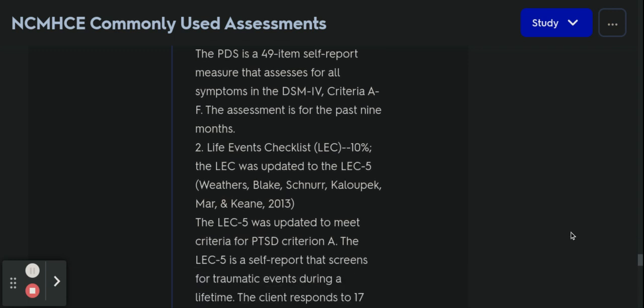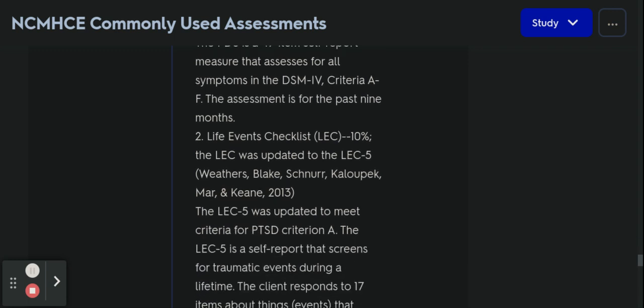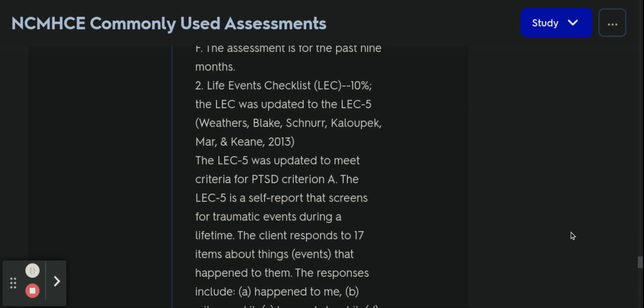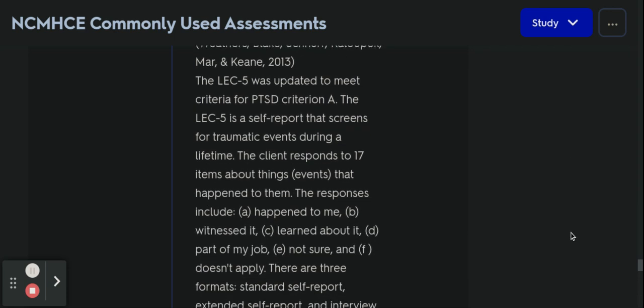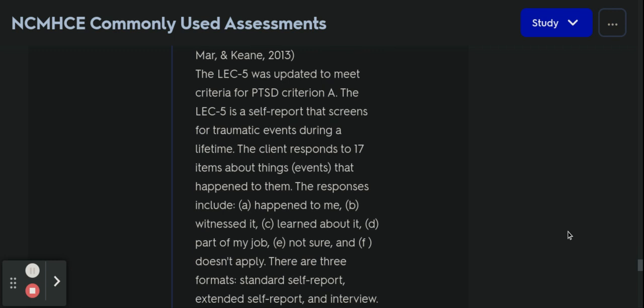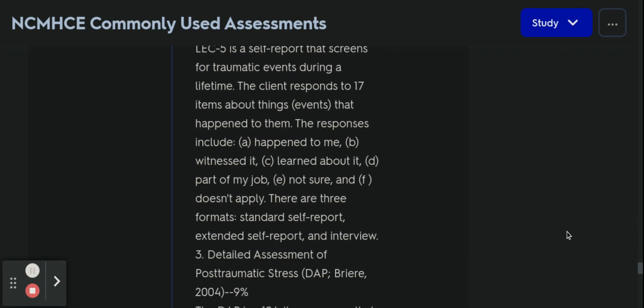Life Events Checklist. The LEC was updated to the LEC-5. The LEC-5 was updated to meet the criteria for post-traumatic stress disorder criterion A. The LEC-5 is a self-report that screens for traumatic events during a lifetime. The client responds to 17 items about events that happened to them. The responses include: A. Happened to me. B. Witnessed it. C. Learned about it. D. Part of my job. E. Not sure. And F. Doesn't apply. There are three formats: standard self-report, extended self-report, and an interview.